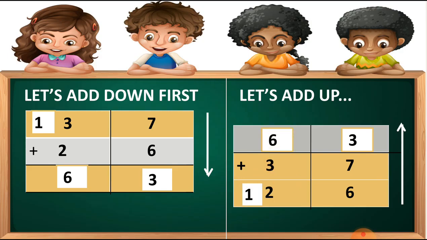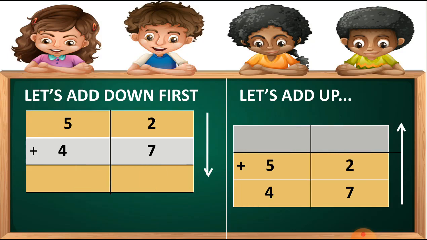So you can see here our answer is the same, 63, and here is also 63. There is no difference in the answer. So then and only then your answer will be right. Now let's move to the next, which is 52 plus 47. Let's add down first in this.